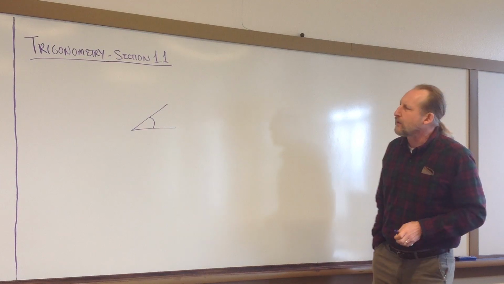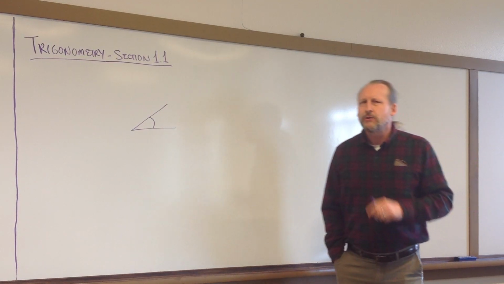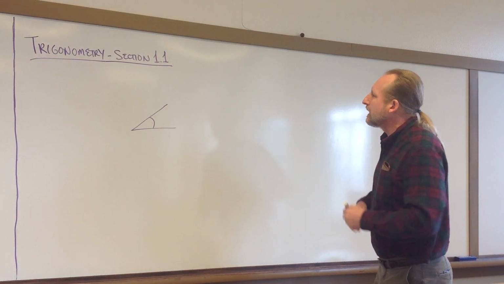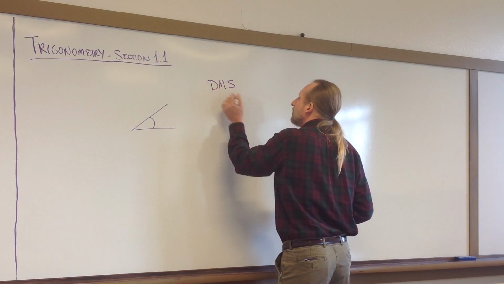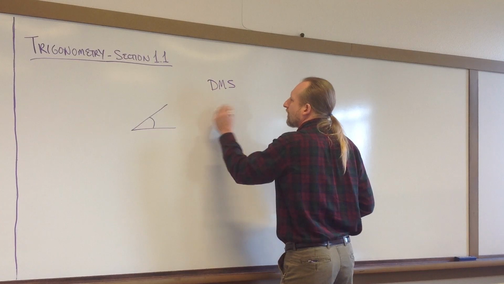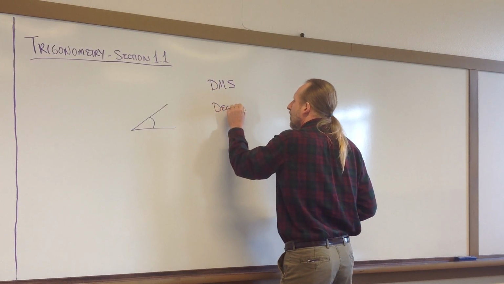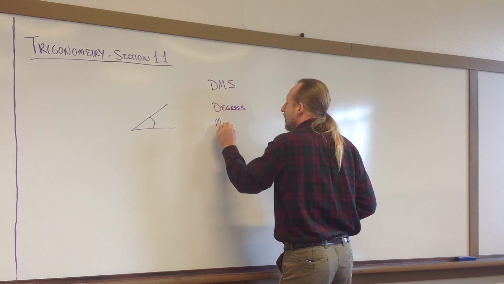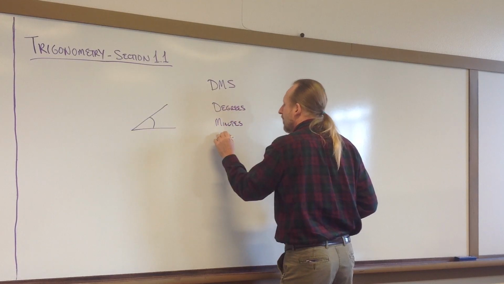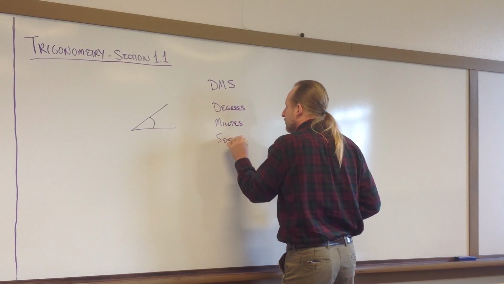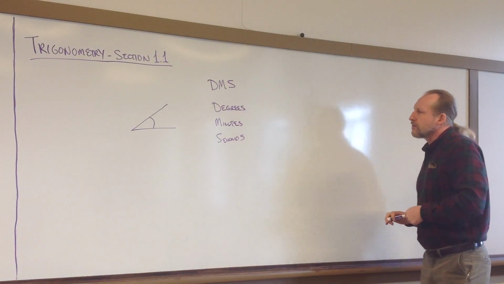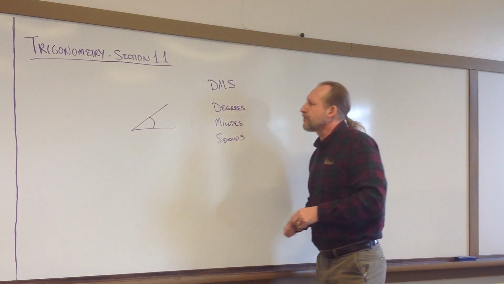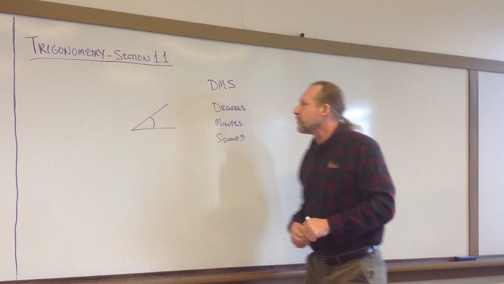This section 1.1, we talk about two major ideas. One is what's called DMS notation, and this stands for degrees, minutes, and seconds. Okay, and that's how degree measure for an angle is often broken down.